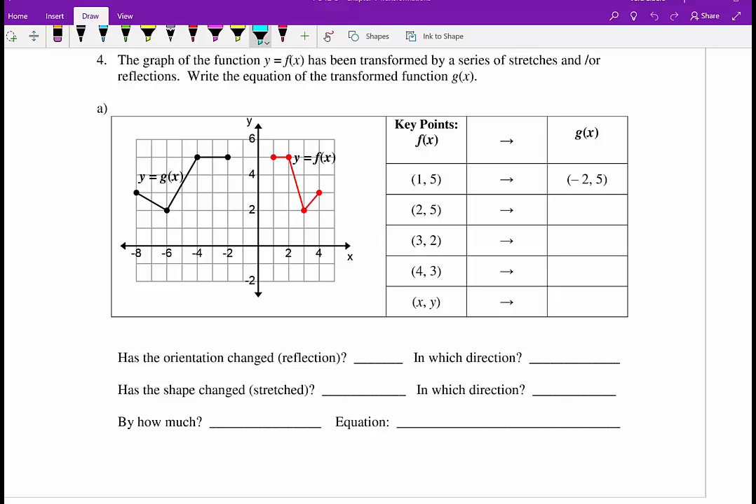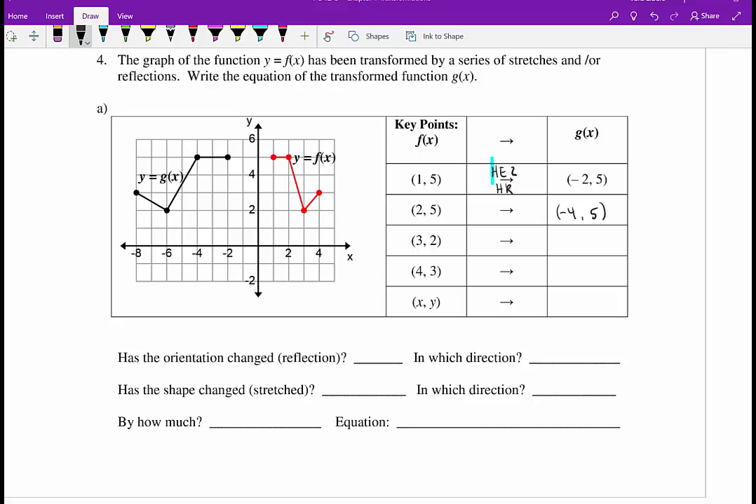Now notice you're going from a 1 to a 2, so you have a horizontal expansion of 2, right? And also notice that you're going from a positive number to a negative number, which means that you have a horizontal reflection, okay? So if we apply those transformations to all the points on the table, we're going to do a horizontal expansion of 2 and a horizontal reflection on each of the points, okay? So if you look at (2, 5), you're going to take the 2, times it by 2 and make it negative, so you're going to have (-4, 5).